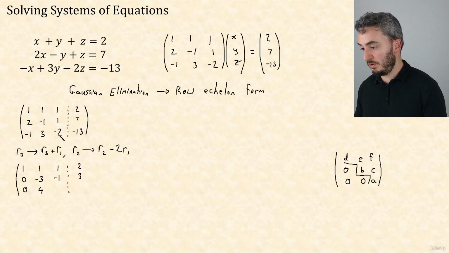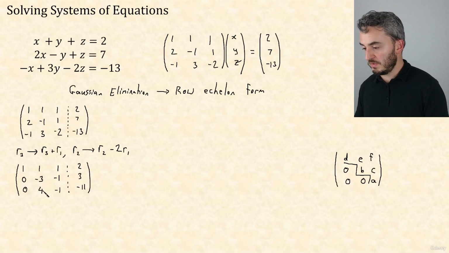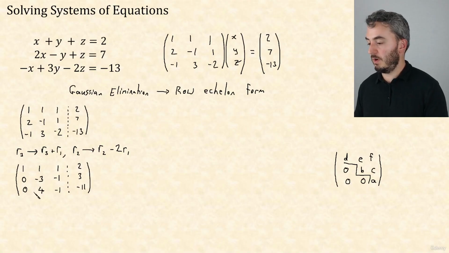And minus 2 plus 1 is minus 1. Minus 13 plus 2 is minus 11. Okay, row 2 is done. I've got the 0 that I wanted there, but row 3 is not done. Now, I'm going to use row 2 combined with row 3 to reduce this one down to 0.